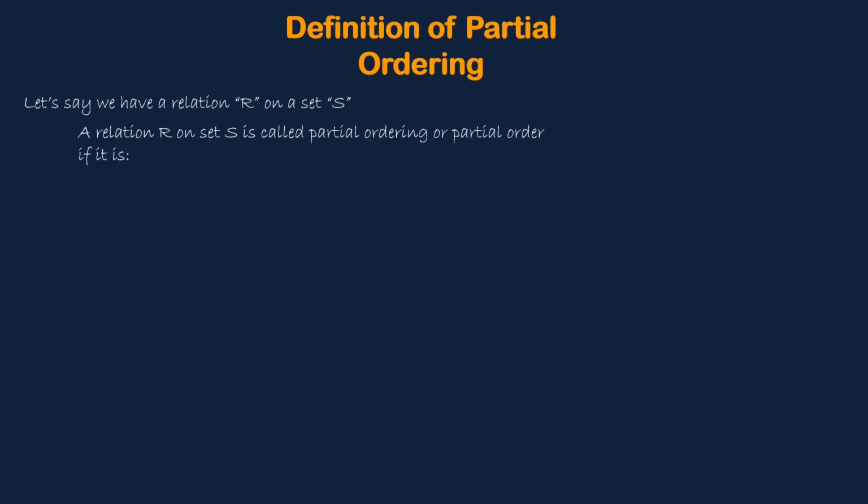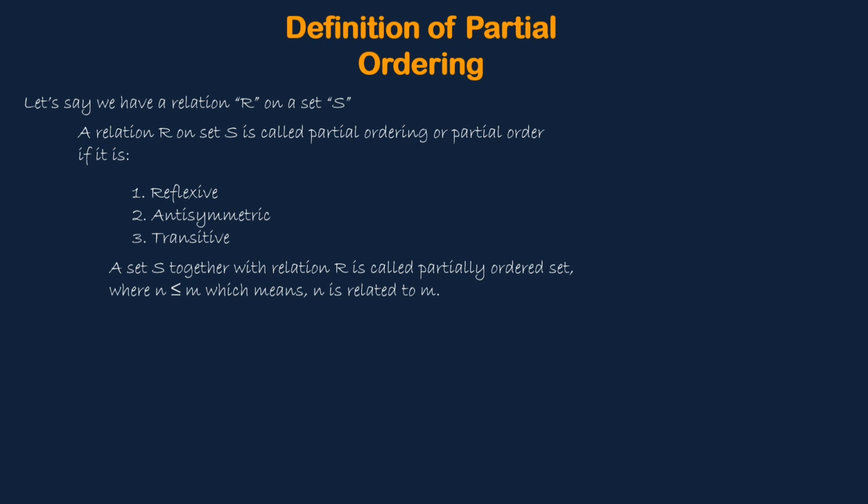So what is a partial ordering? Let's say we have a relation R on a set S. A relation R is called a partial ordering or partial order if it is reflexive, antisymmetric, and transitive. A set S together with the relation R is called a partially ordered set, where n is related to m.